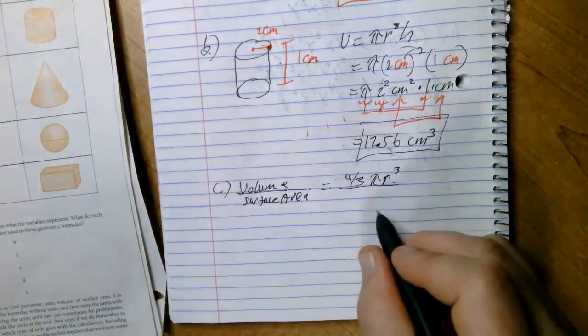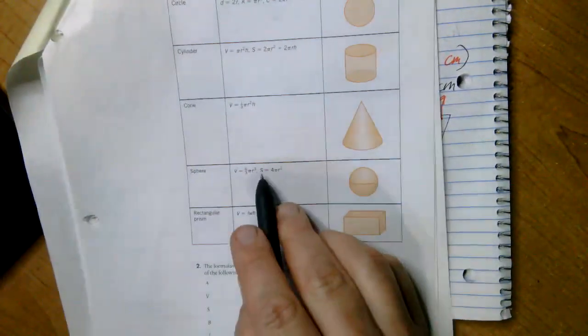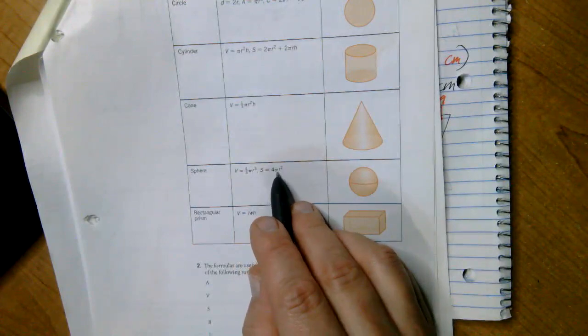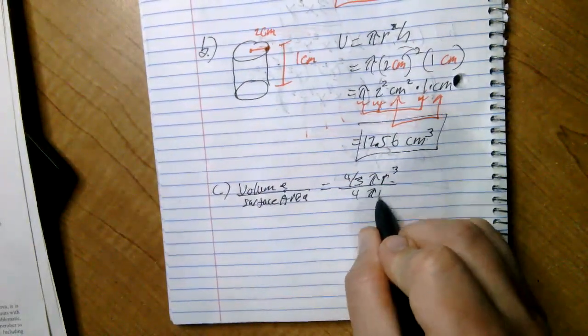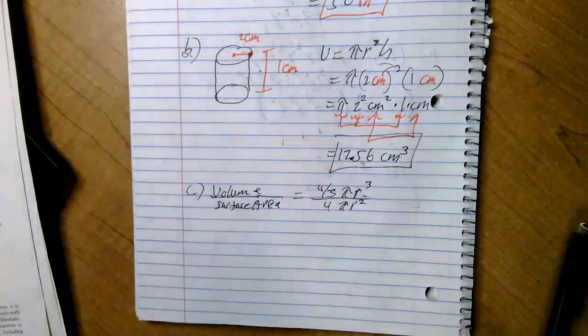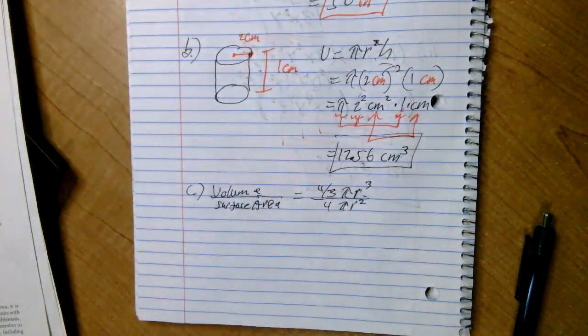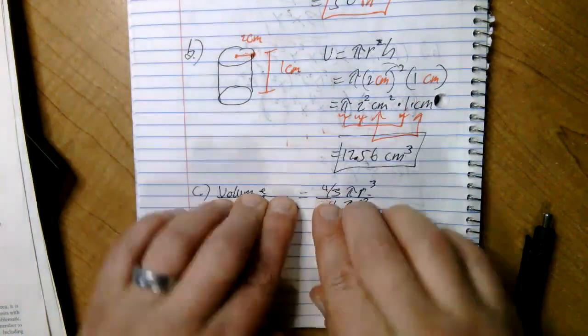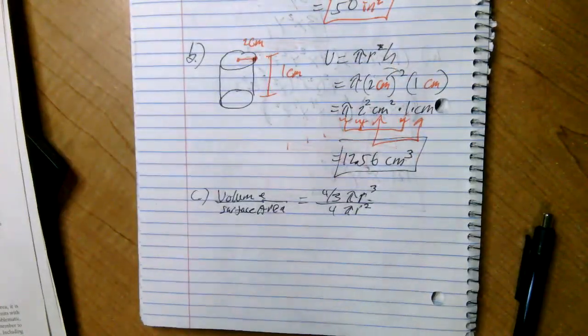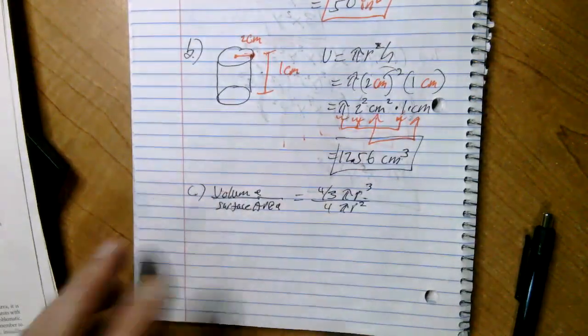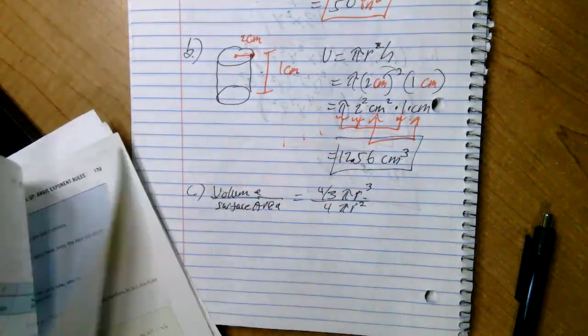And no matter what it looks like, the surface area is going to be 4 pi r squared. So you're going to have 4 pi r squared, right? So for any sphere, that's what the volume is going to be. For any sphere, that's what the surface area is going to be. What they want to know is what the ratio is. So we're comparing these.